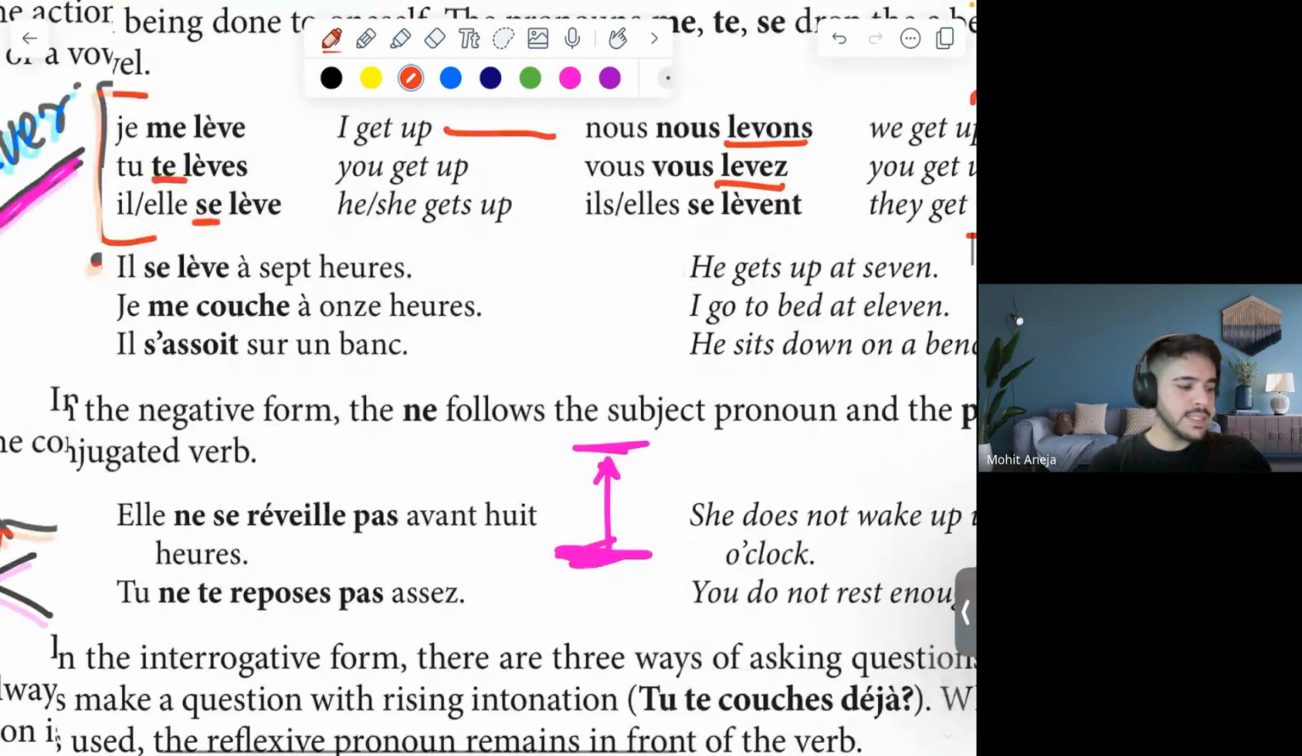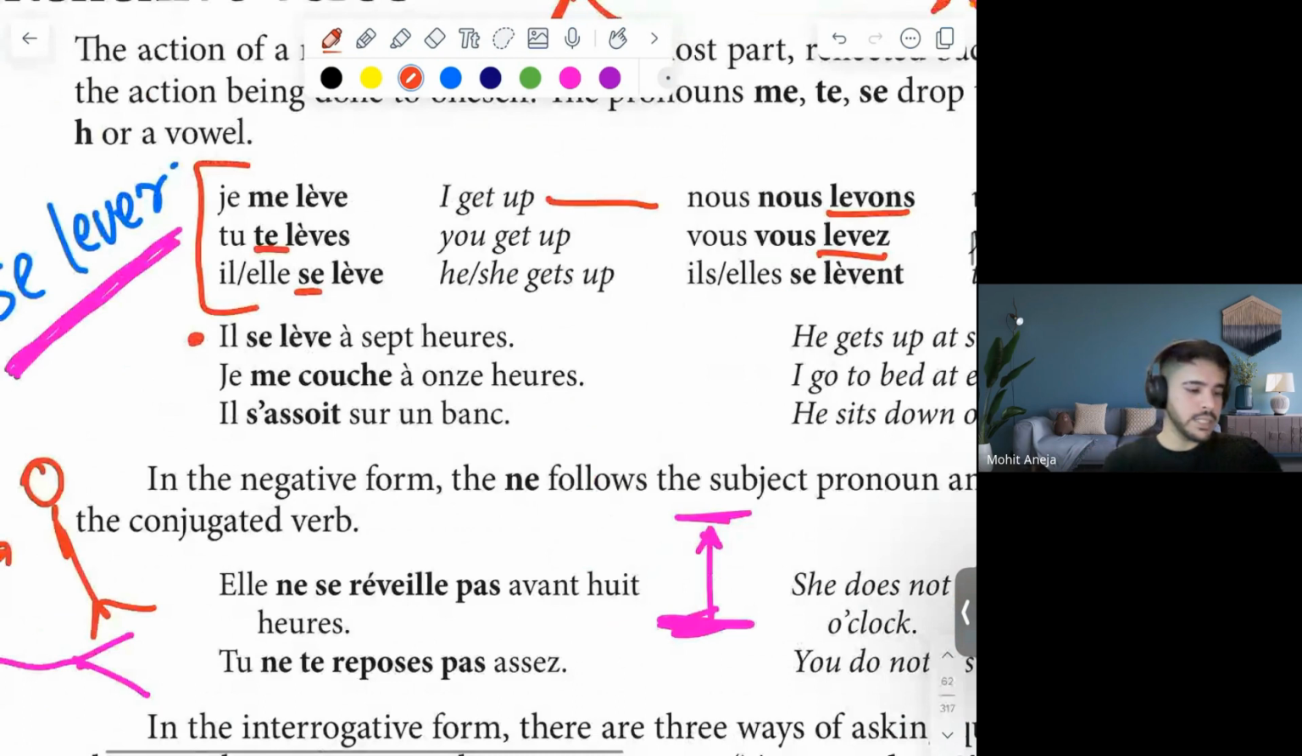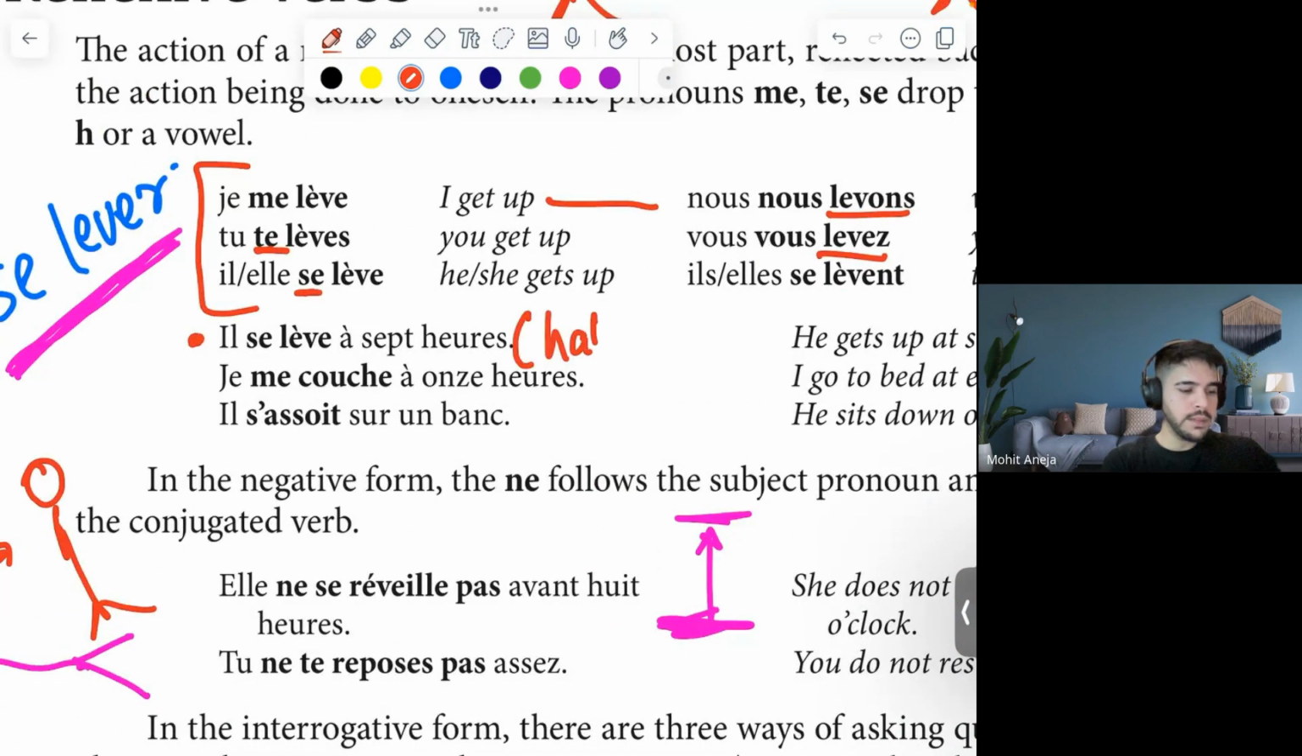Here, il se lève at 7 is actually a habit that we're describing with the help of the present tense. It means he gets up at 7 in the morning. Again, in the next sentence, I'm actually describing a habit. What is that habit? Hussein, what is the meaning of this? And can you read the sentence?